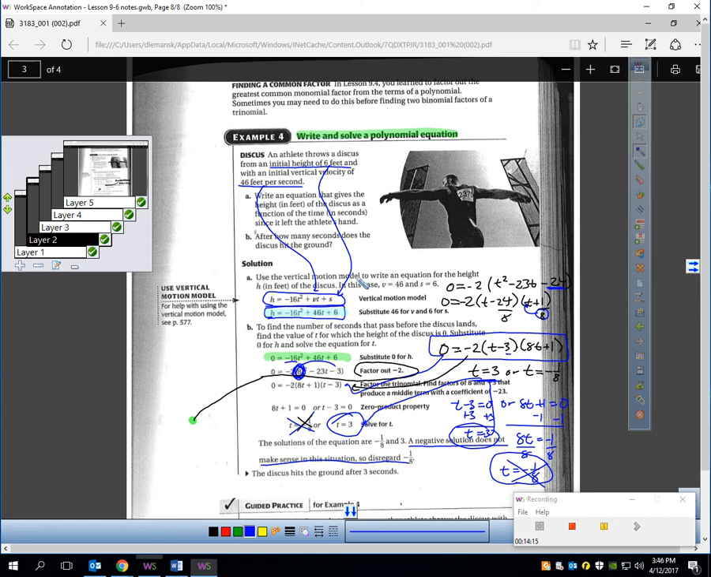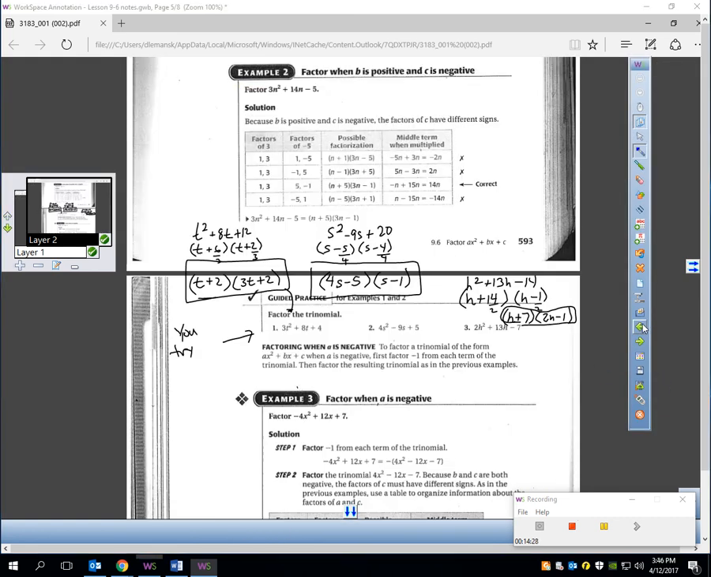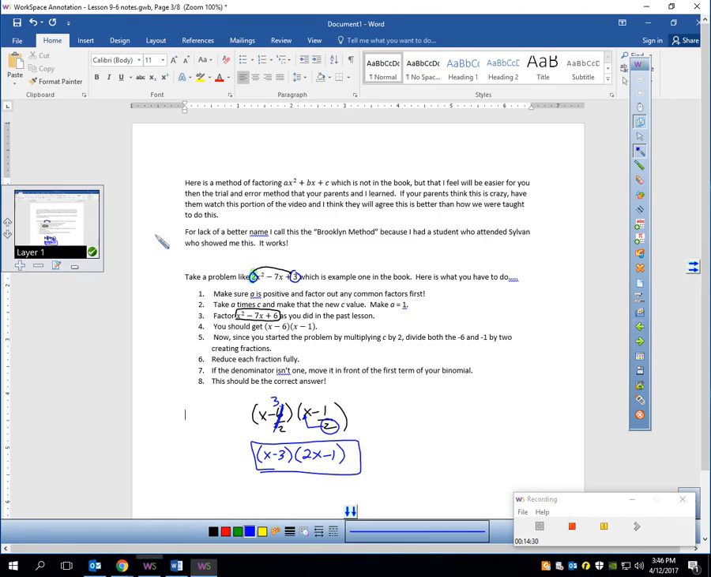So I think that's a pretty good synopsis of the Brooklyn method. If you didn't get these steps in your notes, I would definitely get these steps in your notes with maybe a sample problem next to it, like I had here, outlining what you're doing. Because this is a simple method that will get rid of the trial and error that your parents and I had to go through when we were factoring trinomials where the a value, the lead coefficient, wasn't 1.